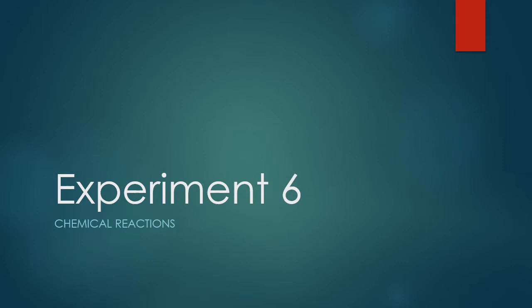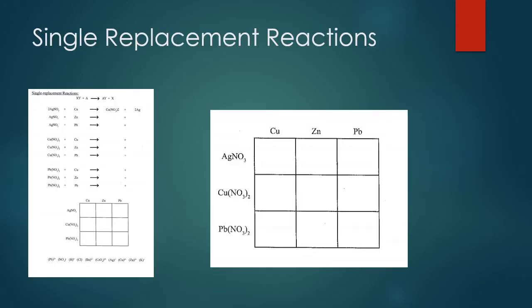Experiment 6, Chemical Reactions. We are going to start by looking at some single replacement reactions. So you can see copies of pages from your lab manual on the screen. Off to the left, we have the single replacement reactions where you need to predict the products and balance the equations. There's a separate video showing how to do this.